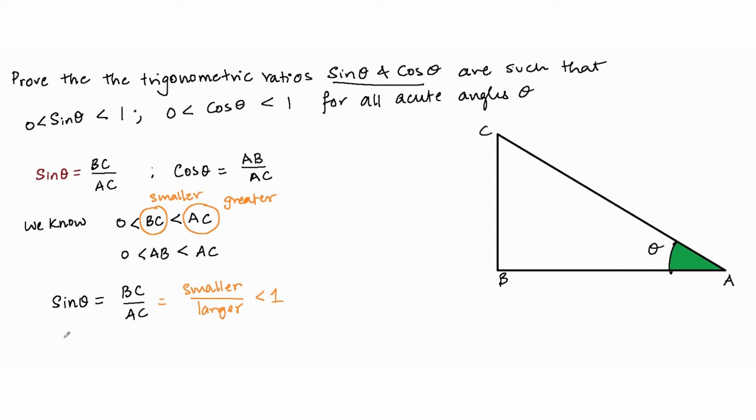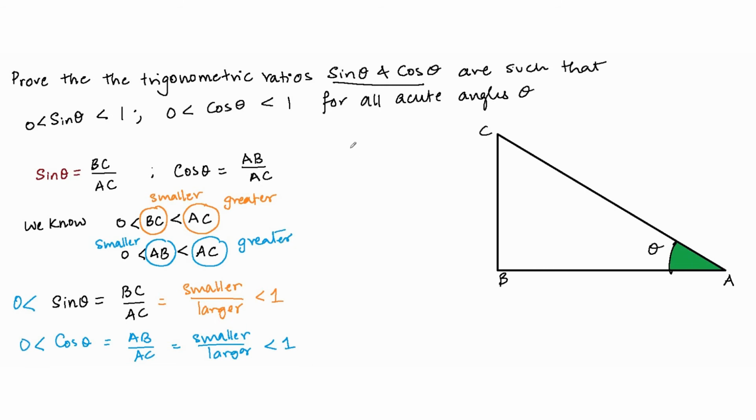Similarly, cos theta is also equal to AB divided by AC. Now between AB and AC, AC is greater and AB is smaller, right? So this is the ratio of smaller and larger quantity. So smaller by larger basically again is less than 1. And that's why cos and sine are both less than 1. And since their values are positive, BC and AC and AB and AC are positive, this ratio is also greater than 0.